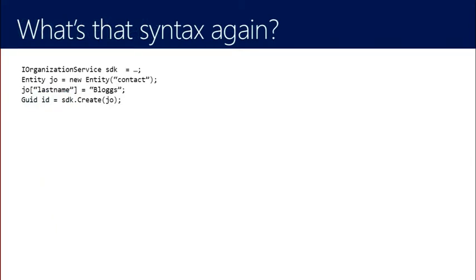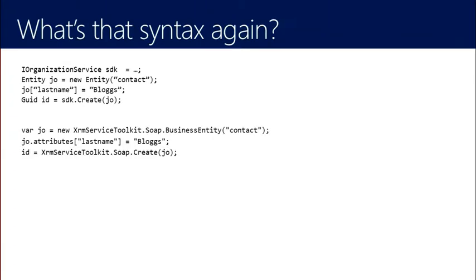So let's have a look at the syntax. In C#, if you wanted to create a new record, you get an instance of the organization service, spin up a new entity, set the properties, and call the create method. Using the XRM Service Toolkit, it becomes XRM Service Toolkit SOAP business entity. You set the attributes using the .attributes property bag, then it's SOAP.create.